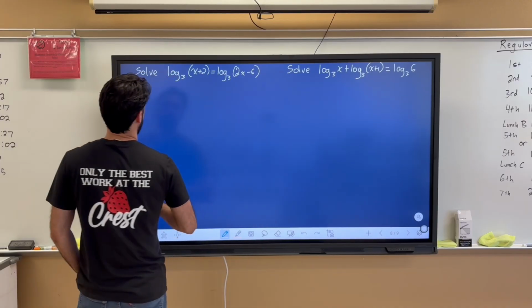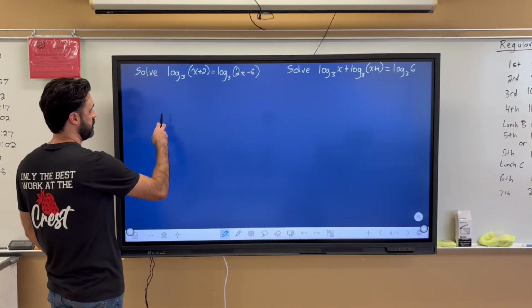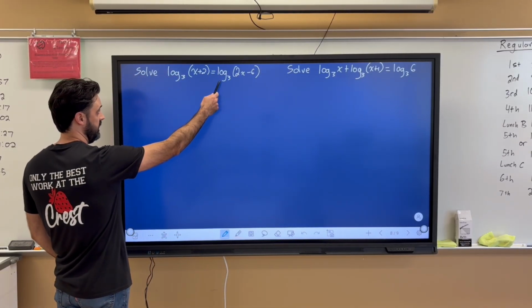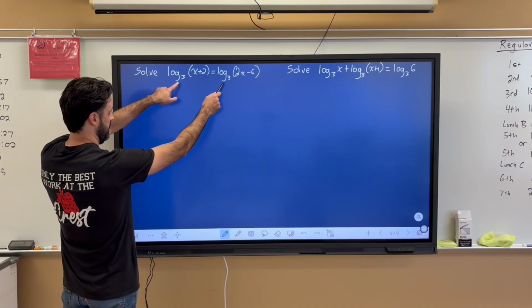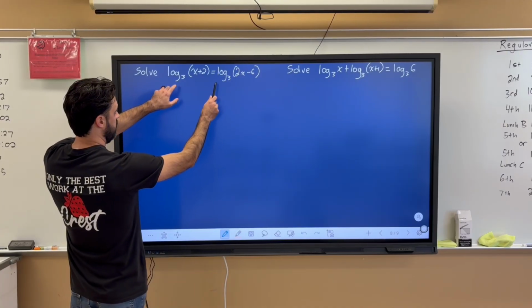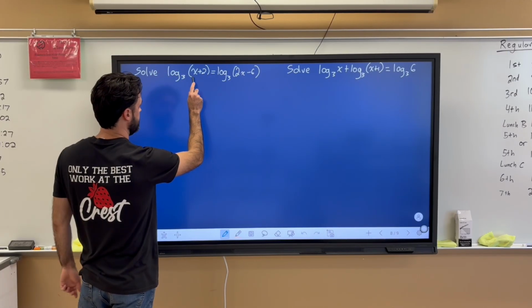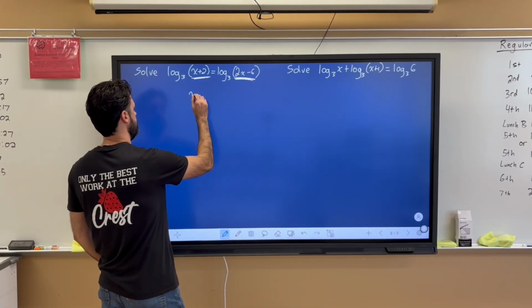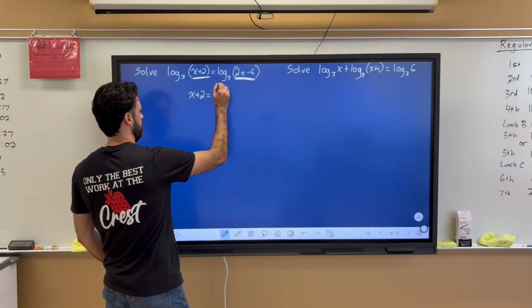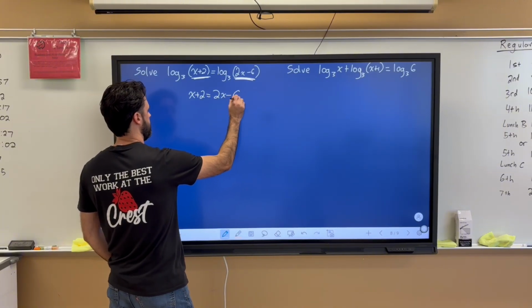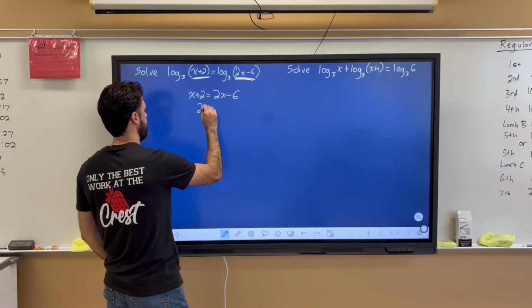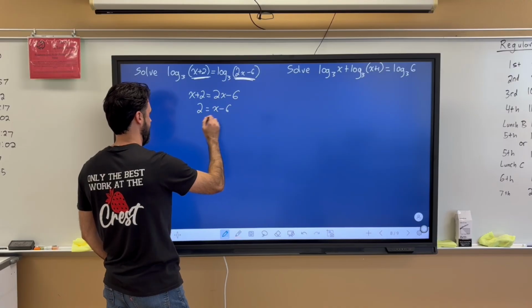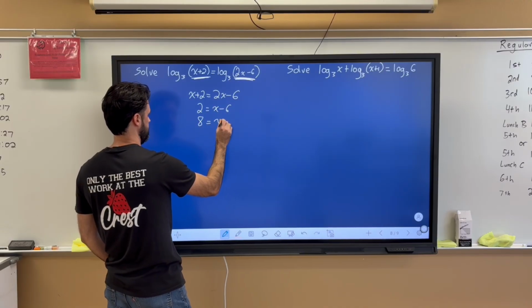All right, third question here. Now we have the case where there's one log on both sides, and it has the same base. So because of that, we're essentially going to get rid of the logs and just set what's inside the logs equal to each other. So we're just going to set x plus 2 equal to 2x minus 6. Again, subtract over the x, and then add over the 6, and we get x equals 8.